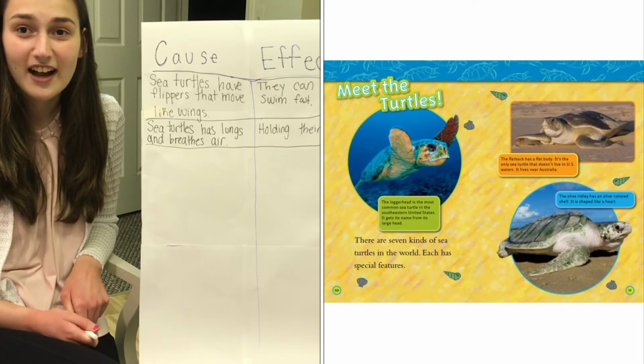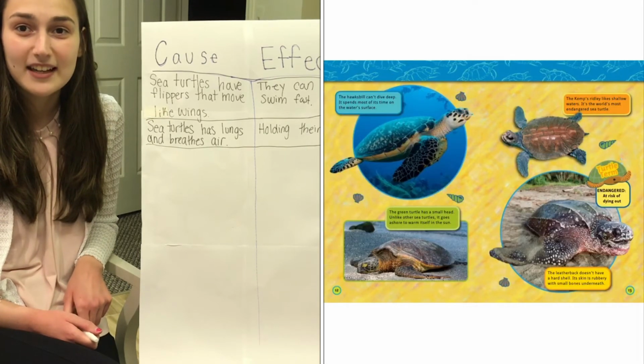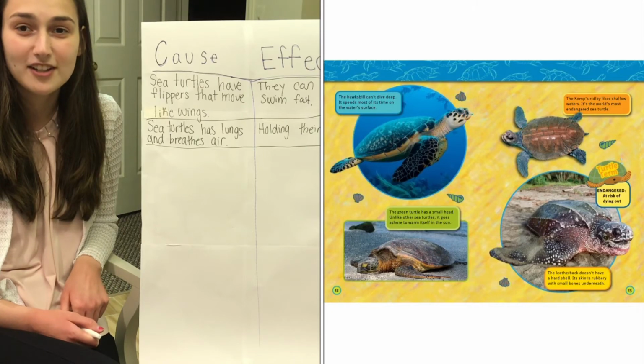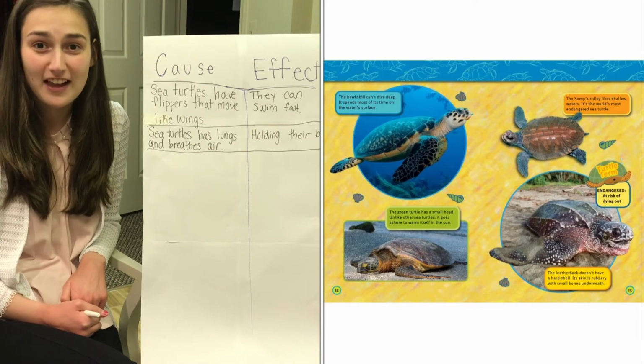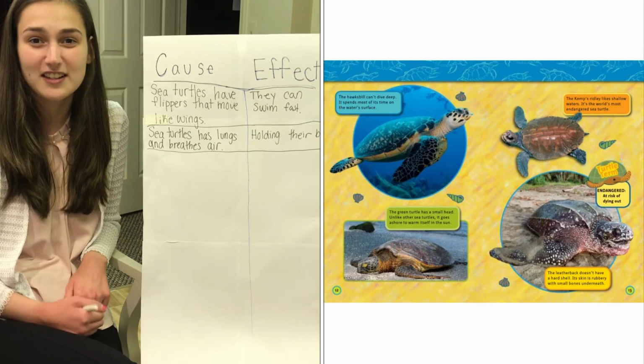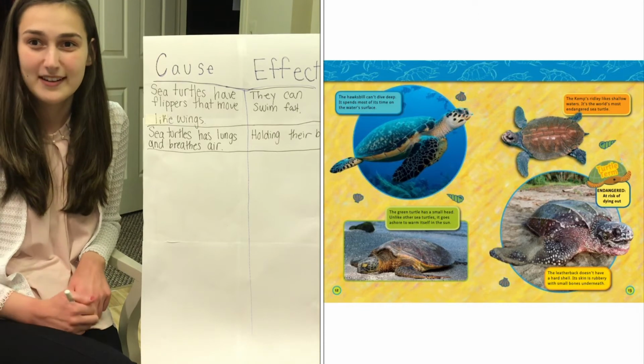The hawksbill can't dive deep. It spends most of its time on the water's surface. The green turtle has a small head. Kemp's ridley likes shallow waters. So shallow waters are like the low end of a pool.